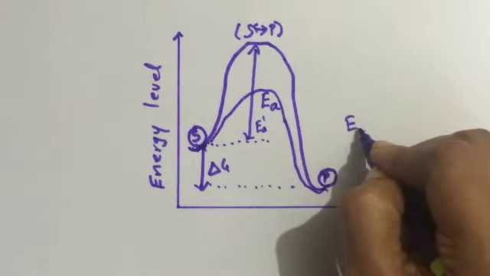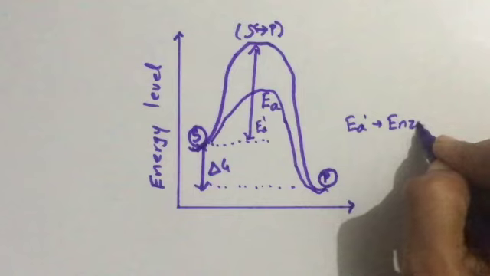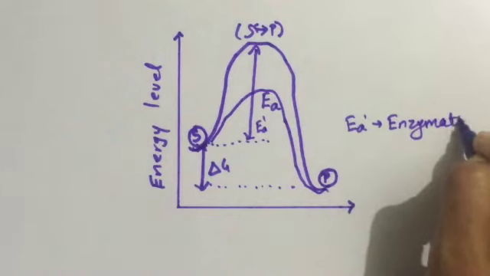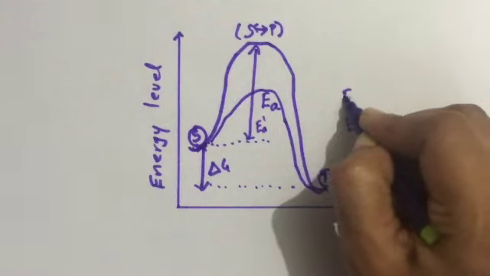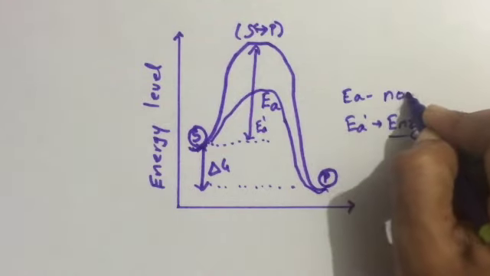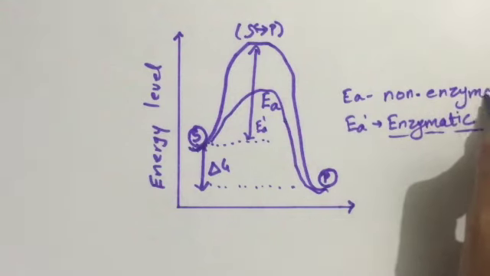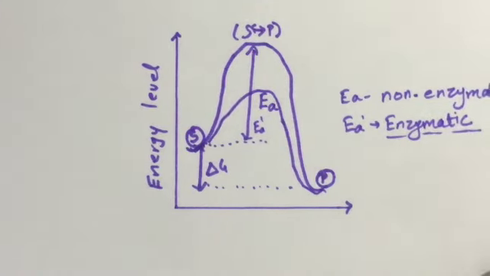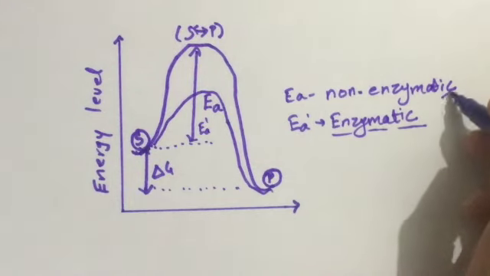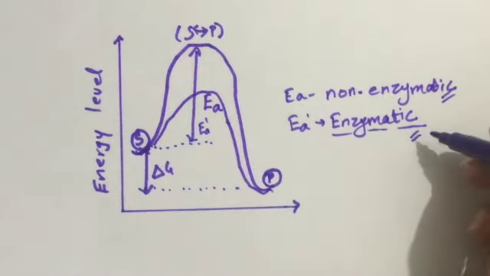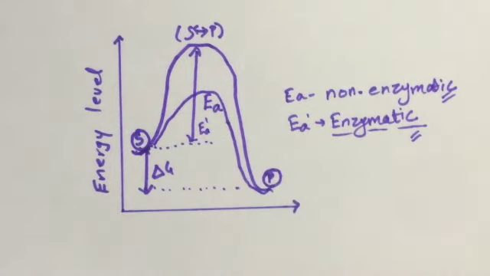So EA dash is enzymatic, that means in the presence of enzyme, and EA is non-enzymatic. That means there is no enzyme present at this level, and here the enzyme is present at this level, so the activation energy will be lowered.